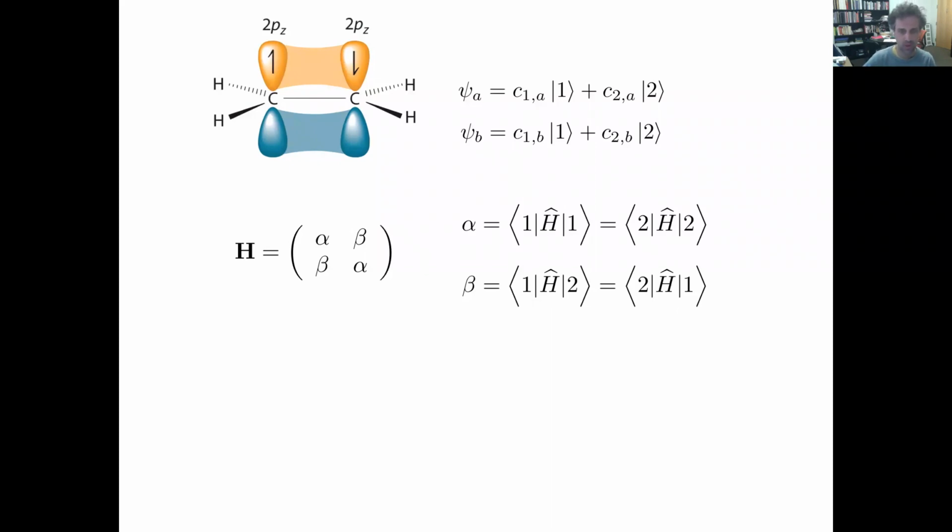So what do we have to do then? Well, we have to diagonalize the matrix, and that's exactly what we did last time. And then from that procedure, we found the energies. They were found on the diagonal.